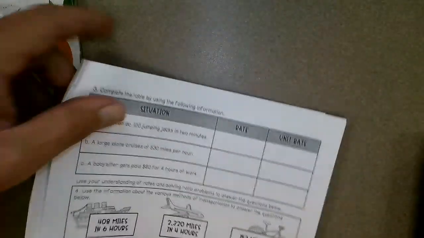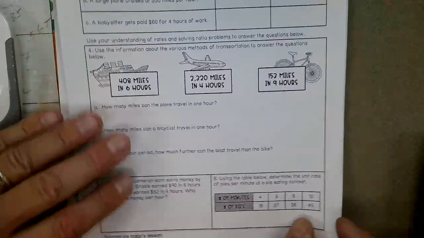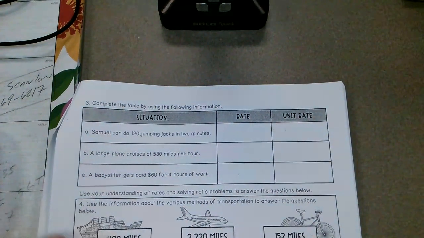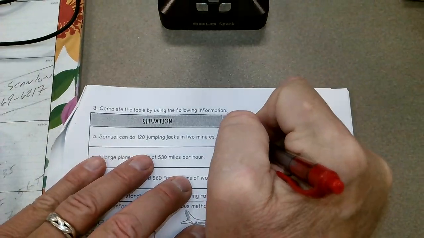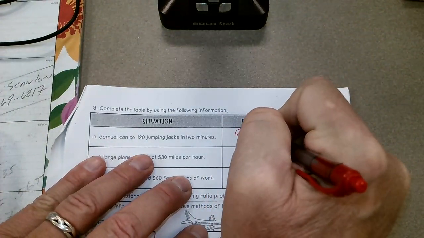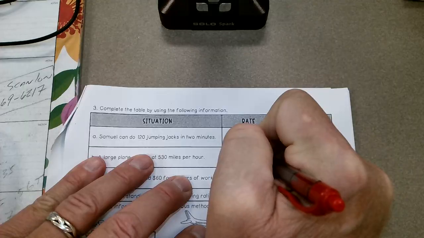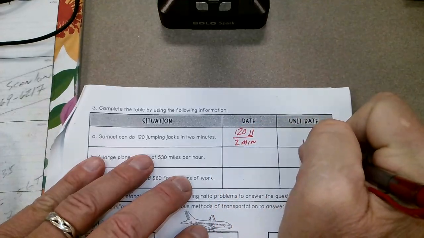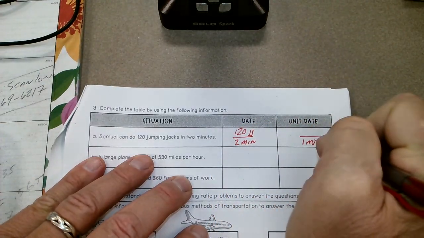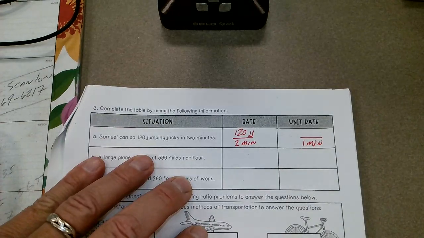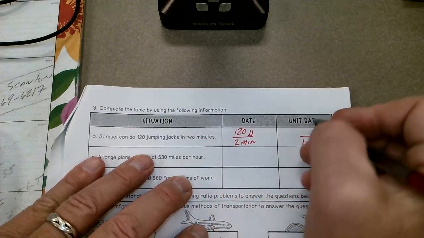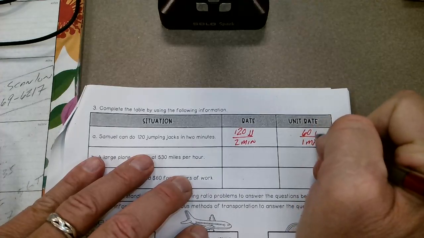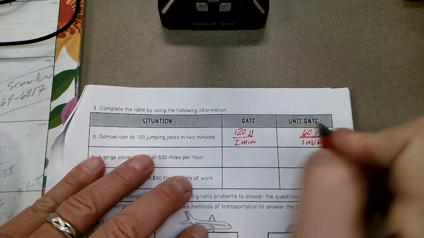Let's flip it over. Sam can do 120 jumping jacks in 2 minutes. So our rate is 120 jumping jacks in 2 minutes. What can he do in 1 minute? So that's our unit rate because it's over 1. 120 divided by 2 is 60 jumping jacks per minute.